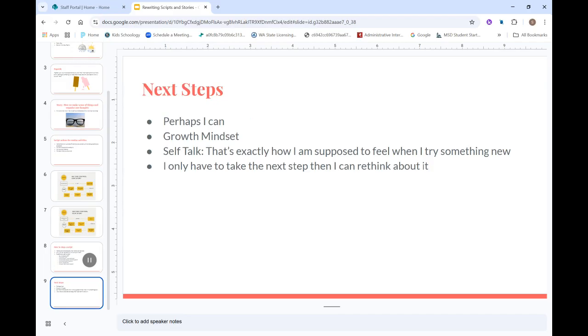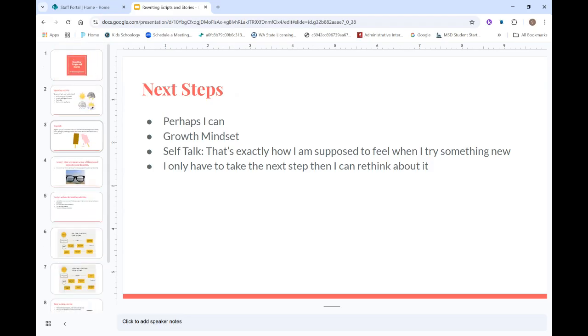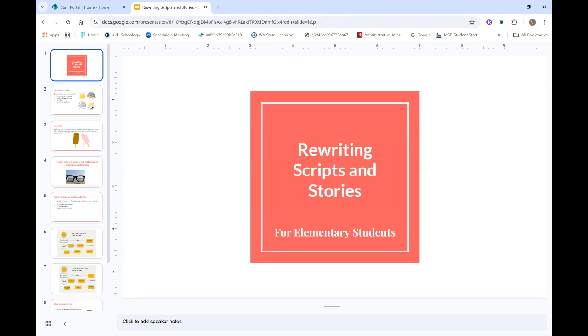Introducing the idea, perhaps I can. I know we always talk about growth mindset in the classroom, so that could be another thing we put in there, along with self-talk. The lines that we heard in this class, that's exactly how I'm supposed to feel when I try something new. And I only have to take the next step, then I can rethink about it. So I'll try to make a lesson plan with the things that I learned in this class and get it to the level of fourth and fifth graders.